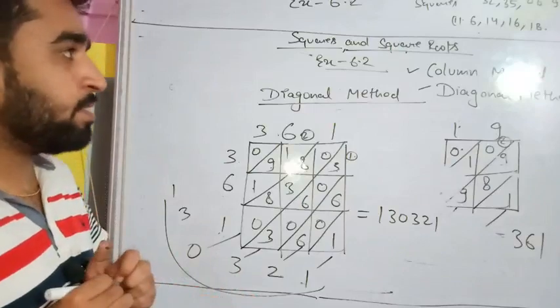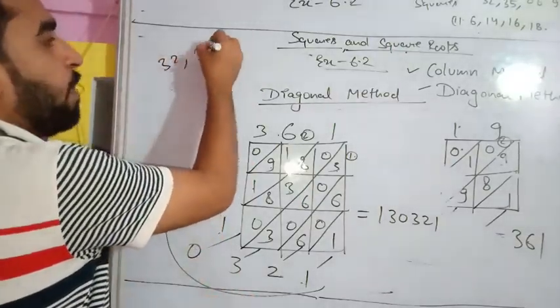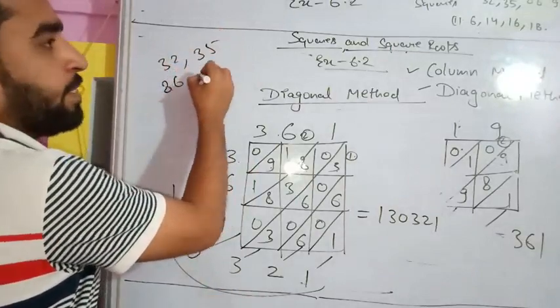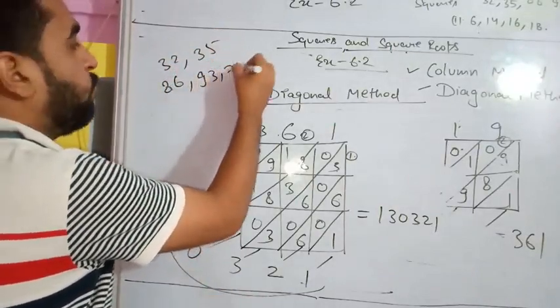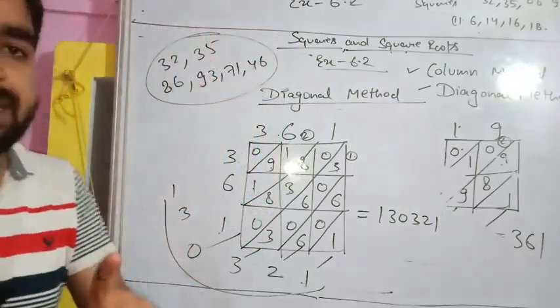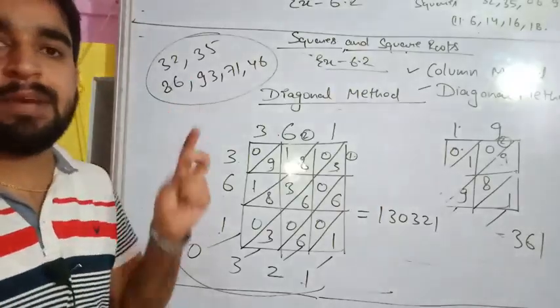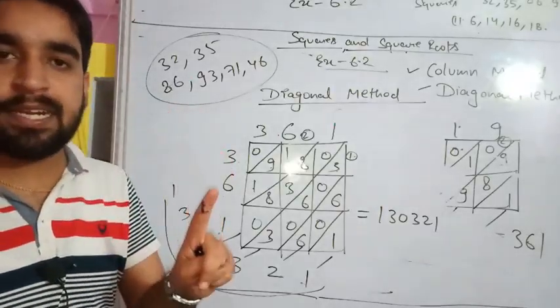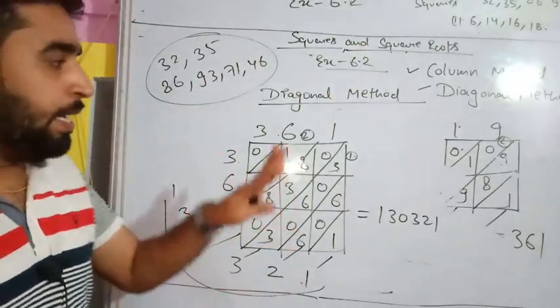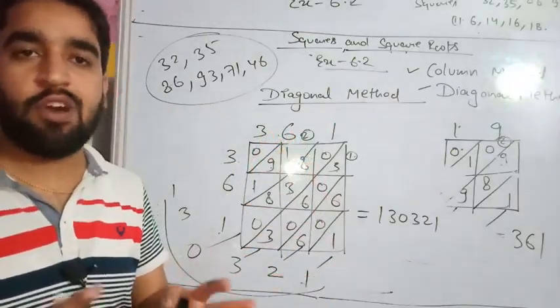I hope you understood the diagonal method as well as the column method. Now students, in exercise 6.2 the questions are: you have to calculate the square of 32, 35, 86, 93, 71, 46. Now your homework is, you will find the square of these numbers by two methods. One is the diagonal method, another one is the column method. I have explained to you well. Now it's a very easy task, you can solve it on your own.